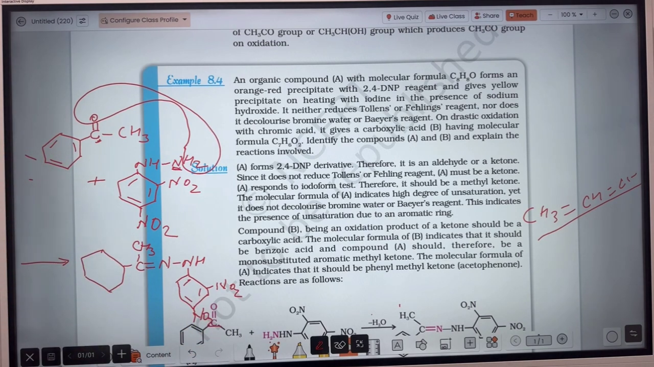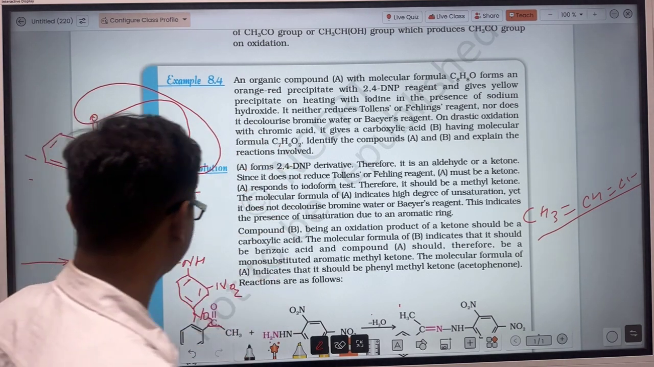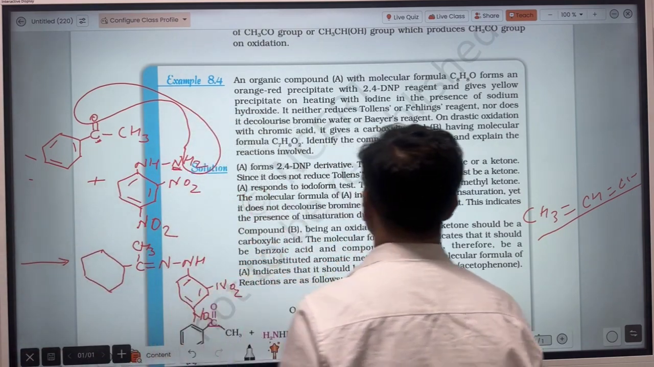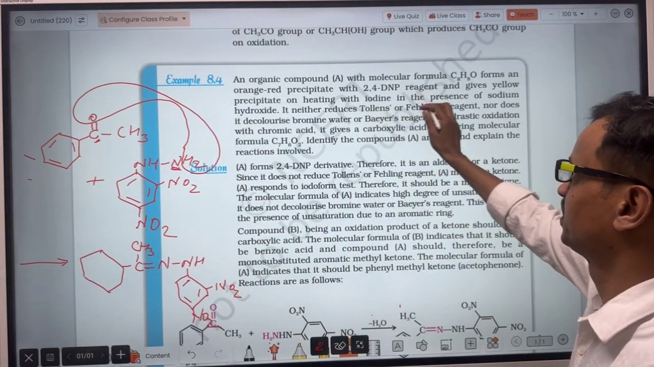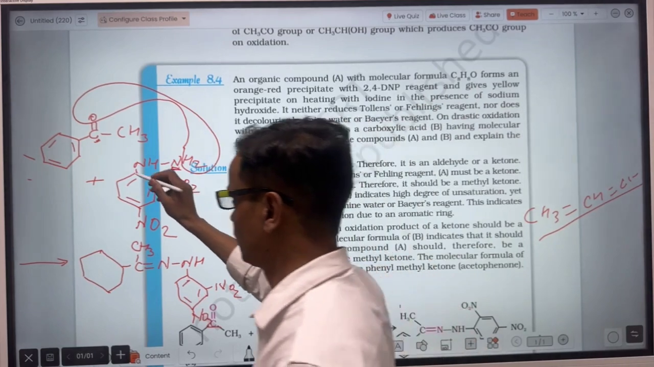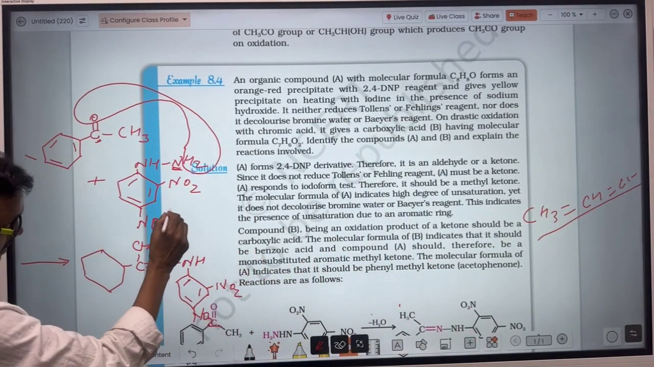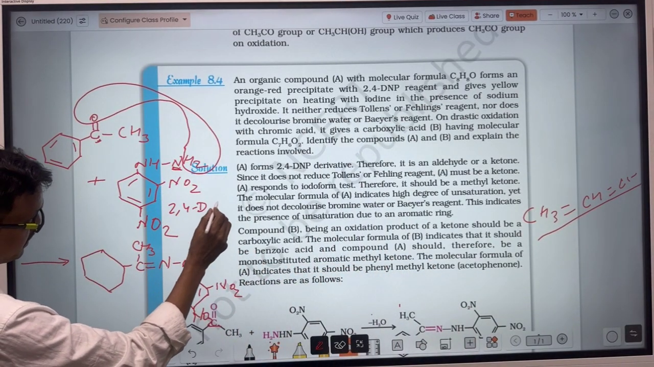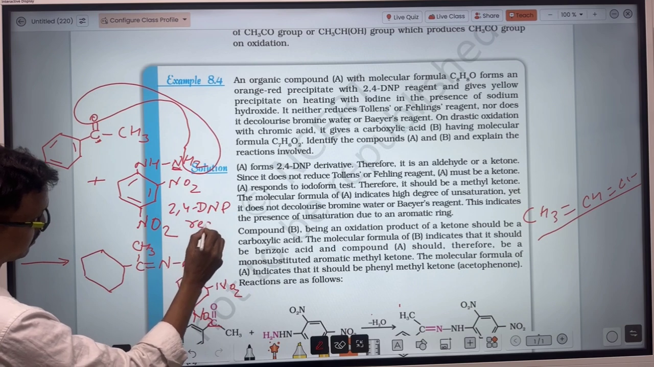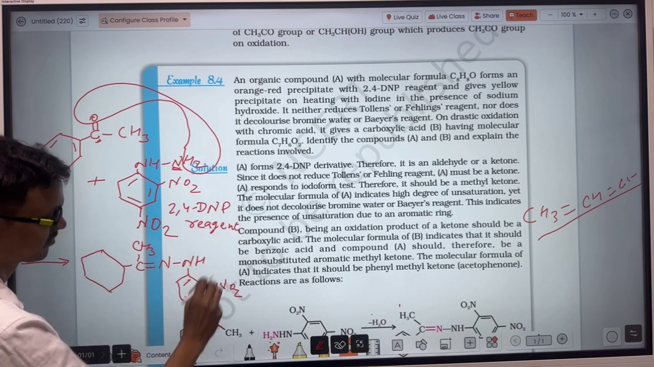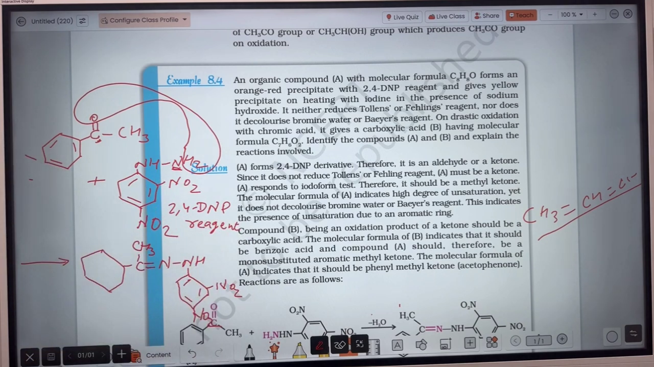So the first condition is fulfilled. That is, this compound reacts with the 2,4-DNP reagent. This one is 2,4-dinitrophenyl hydrazine. It is called the 2,4-DNP reagent. That is fulfilled. Now let's see with Tollens reagent.